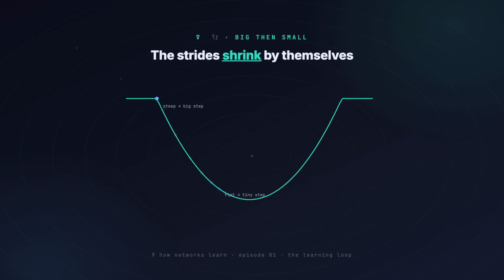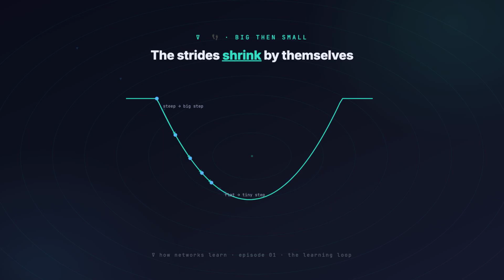And here's the satisfying part. The steps shrink on their own. Far from the bottom, the slope is steep, so you take big strides. As you get close, the valley flattens, the slope shrinks towards 0, your strides shrink with it, and you glide gently into the minimum instead of overshooting.